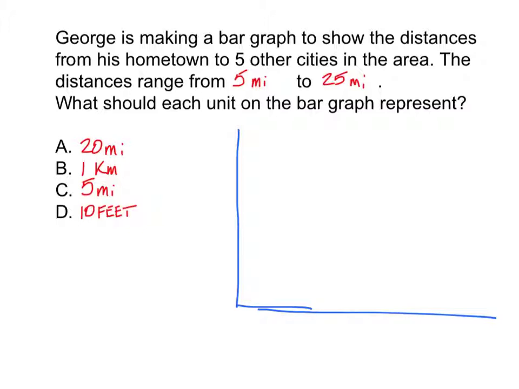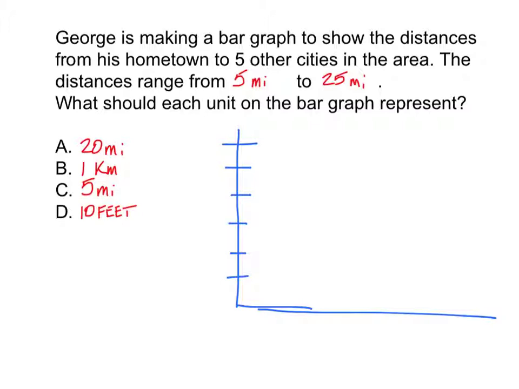And he's going to show the distances from his hometown to 5 other cities in the area. The distances range from as low as 5 miles to as high as 25 miles. What should each unit on the bar graph represent? Now, each unit is the hash marks that go up the side there on the y-axis. Should we make each one worth 20 and do it by 20, 40, 60, 80? Should we do it by 1 kilometer? Or should we go by 5 miles, like 5, 10, 15, 20? Or should we make each hash mark worth 10 feet, which would take a lot of time to get to a mile? Which one do you think it is?